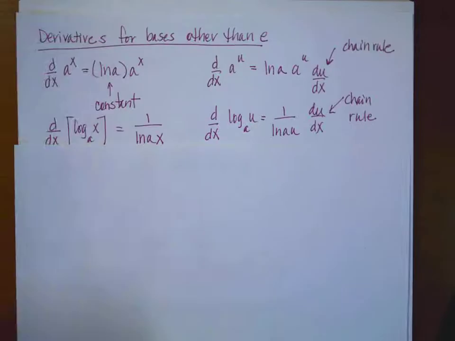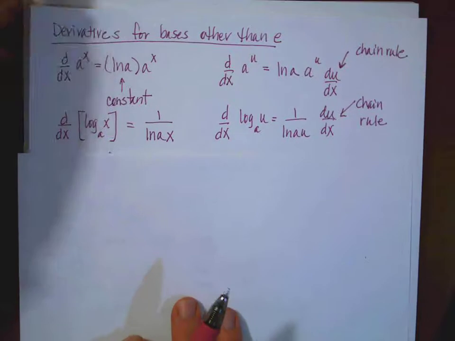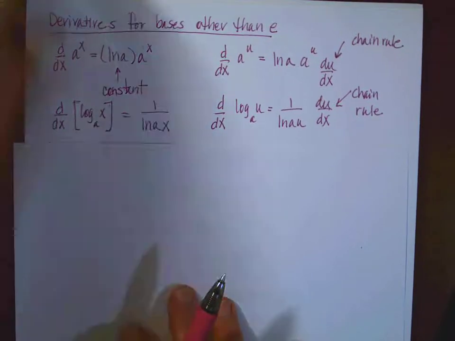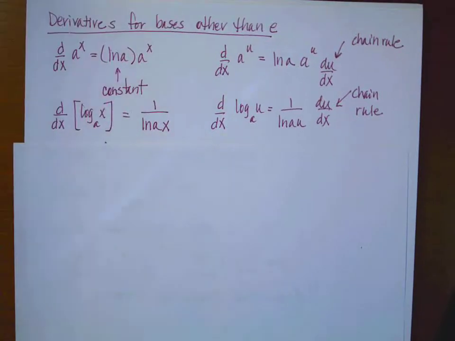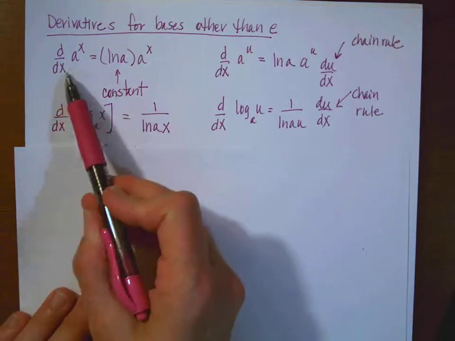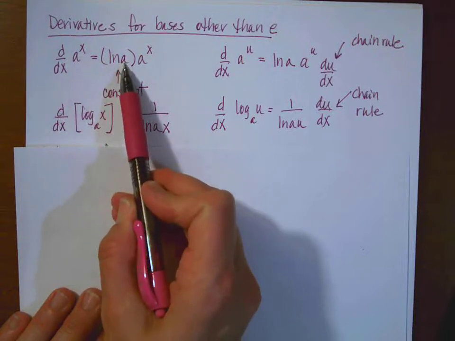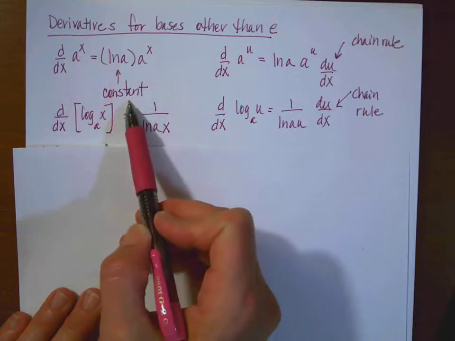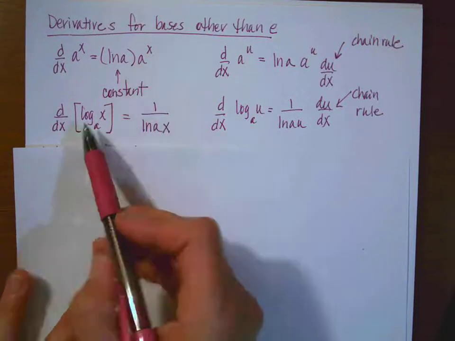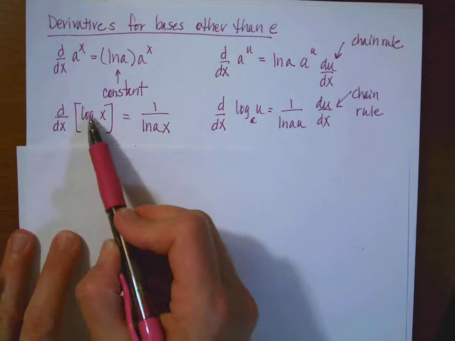All right, they have another set of formulas. You like my lovely use of colors today? Just awesome. The next group of formulas, so I'm going to do all of the formulas first, and then I'll actually do some examples, are derivatives for bases other than e. So if I do the first one, the derivative of a to the x is the natural log of a. Again, this is a constant because it's just going to be a number times a to the x.